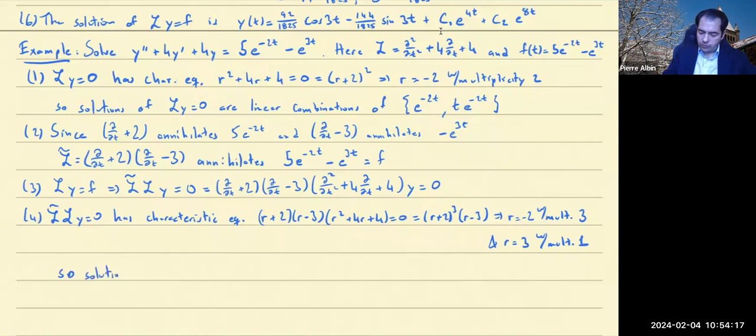So solutions of L tilde L y equal to zero are linear combinations of e to the minus 2t, t times e to the minus 2t, t squared e to the minus 2t, and e to the 3t.